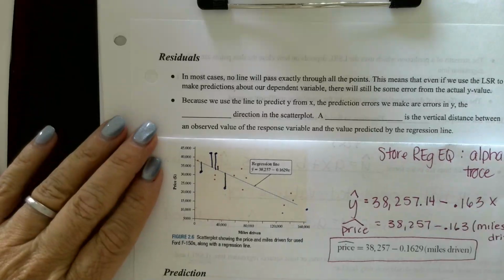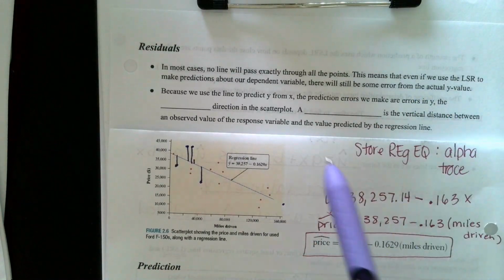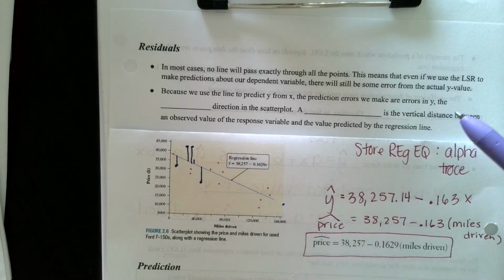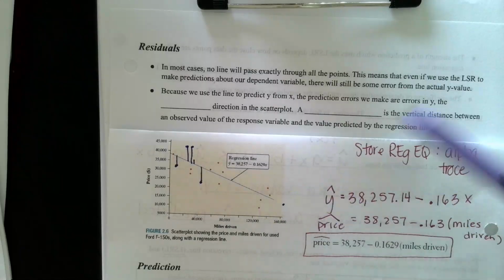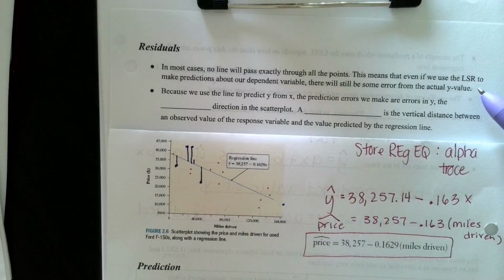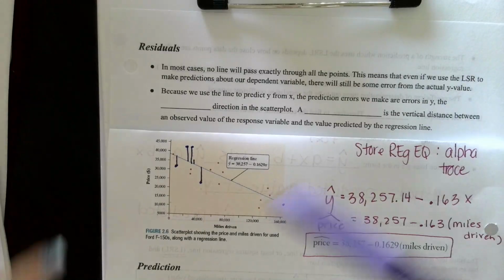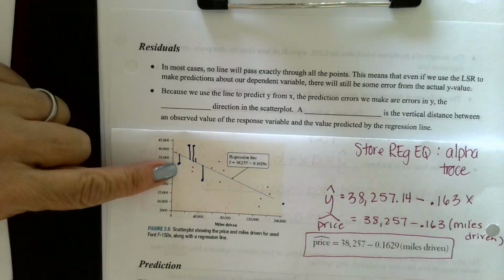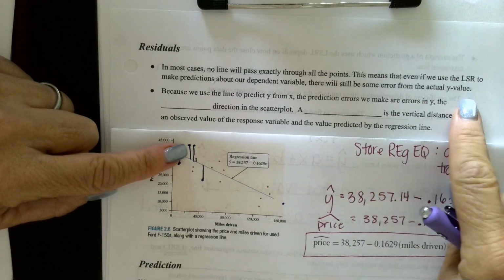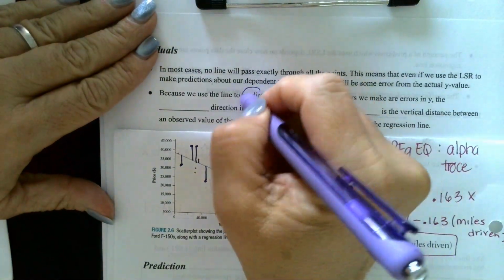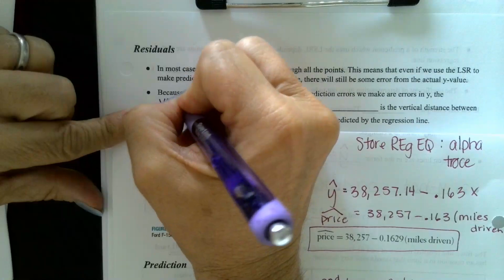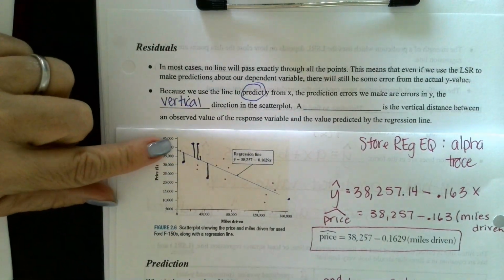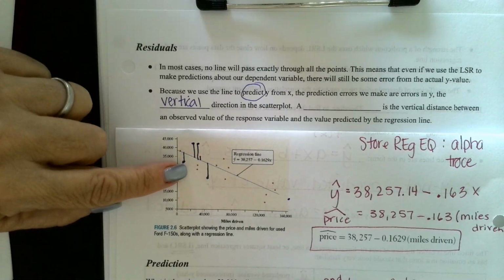Here, I'm going to make this so that we can see this better. Okay, so here's my graph that I was just working on. And it says, in most cases, no line will pass through exactly all points. You have to have a perfect linear slope for that to happen, like go through all points. This means that even if we use our least square regression to make predictions about our dependent variable, there is going to be error from the actual y value. So we said this is the line, but here we're under the line. We said this is the line, but here we're above the line. That's all this is saying. Because we use the line to predict y from x, the prediction errors that we make in y are in the vertical direction in the scatter plot. So we're going above or below that, okay?